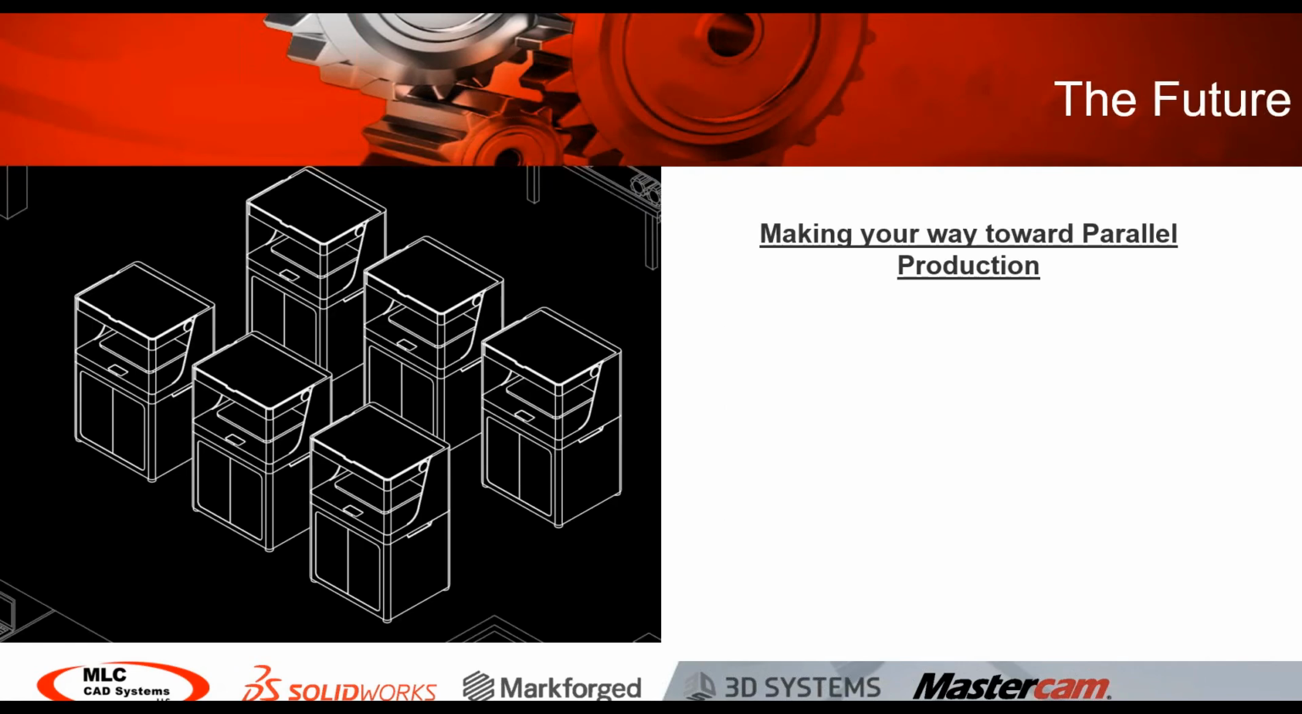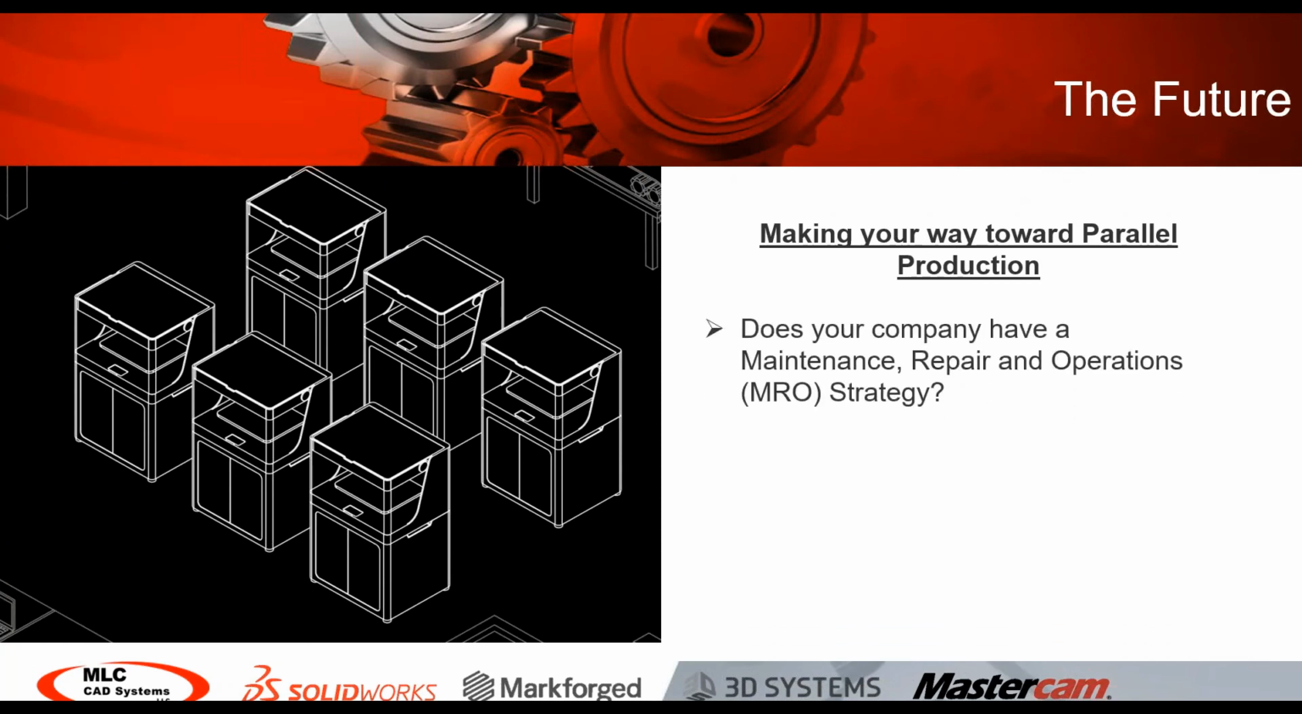So the future is really moving towards parallel production. Many manufacturers have realized significant cost savings and productivity improvements by integrating high-strength 3D printing technologies into their business, especially in support of their maintenance, repair, and operation strategy. Does your company have one of those?